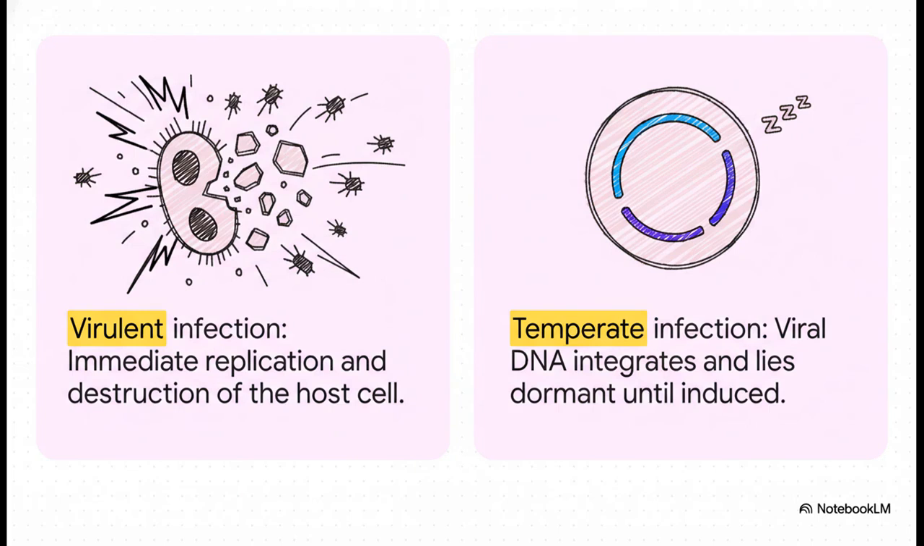Okay, so this is the absolute key takeaway here. The lytic cycle is what we call a virulent infection. It's active, it's destructive, it happens right away. The lysogenic cycle, on the other hand, is temperate. The virus is just dormant, hiding out as a prophage. It's waiting for some kind of stress signal, like, say, UV light, which tells it, okay, time to wake up. Then it will excise itself from the chromosome and kick off the lytic cycle. And I can't stress this enough. Understanding this difference is going to unlock everything else we're about to talk about.